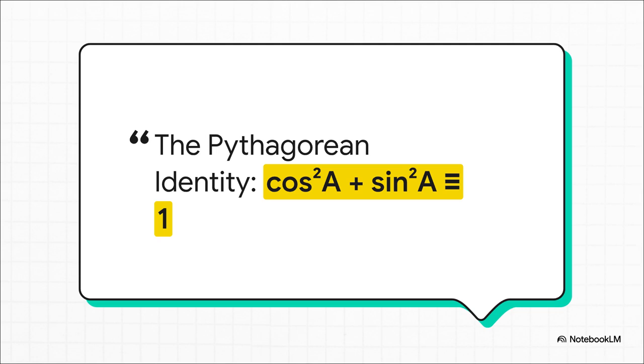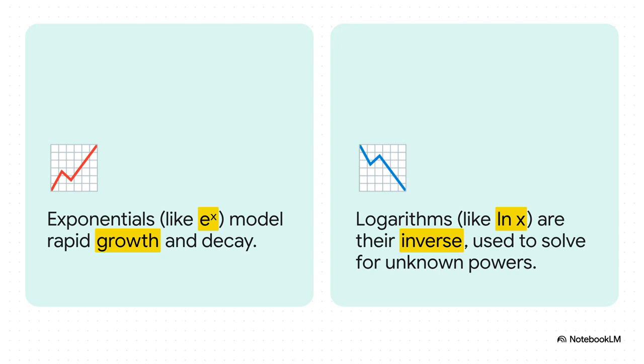This identity, it is the absolute foundation of trigonometry. Seriously. This and the 2 other versions you can get from it using sec and tan or cosec and cot, this is the key to cracking almost any complex trig proof or equation. You have to master them. You have to remember the fundamental relationship here.